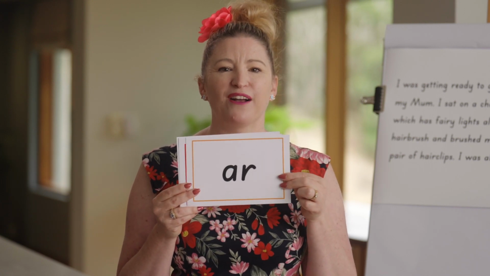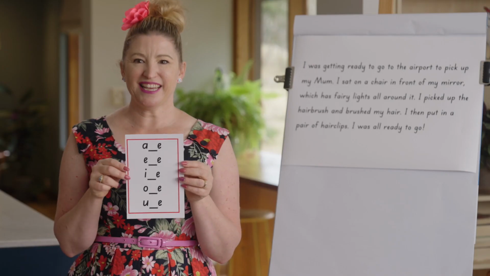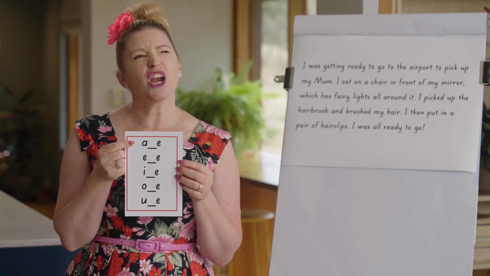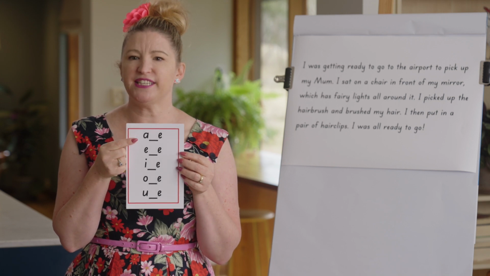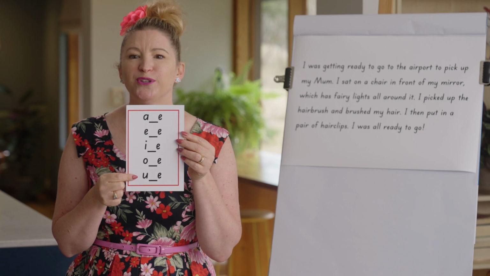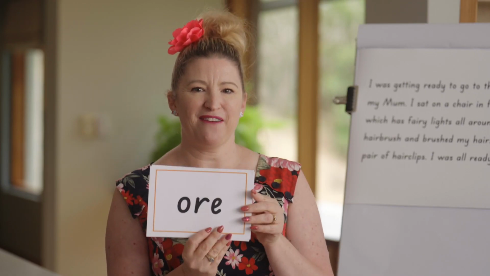Another vowel R combination. Oh, have to turn this one around. Here's our split vowels. Let's try putting a consonant sound in the middle. Let's try T today. What do we have? Ate, eat, ite, oat, ute. Did you get them all? Well done. Turn it back around again.